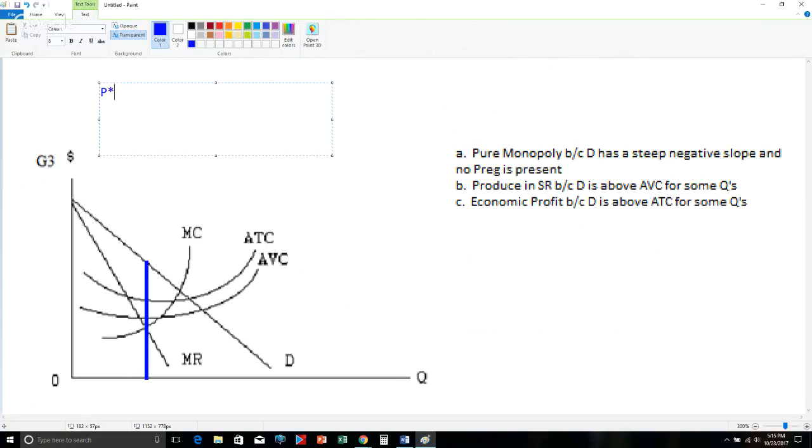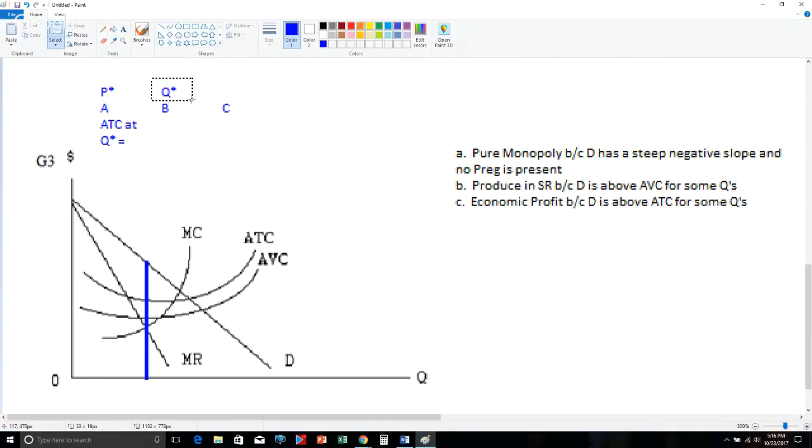Now, P star has to be located this time. Q star has to be located as well. Okay. We also need to find corner A. We need to find corner B. We need to find value C. And value C is equal to average total cost at Q star, which is equal to value C. All righty. So I need to have these ready to go.